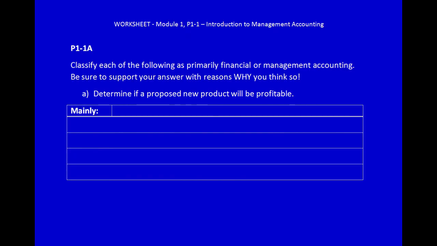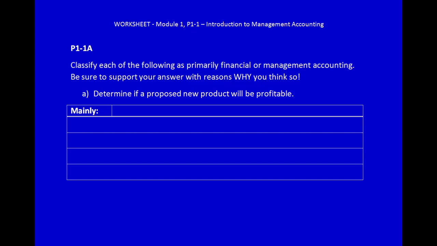Let's get started with P1-1A. Classify each of the following as primarily financial or management accounting. Be sure to support your answer with reasons why you think so. In these problems, I'm asking you to categorize each of the situations into either financial or management accounting. That shows your understanding of the two different concepts, financial and management accounting. I'm also asking you to explain why you categorized something the way you did, which shows you applied your knowledge.